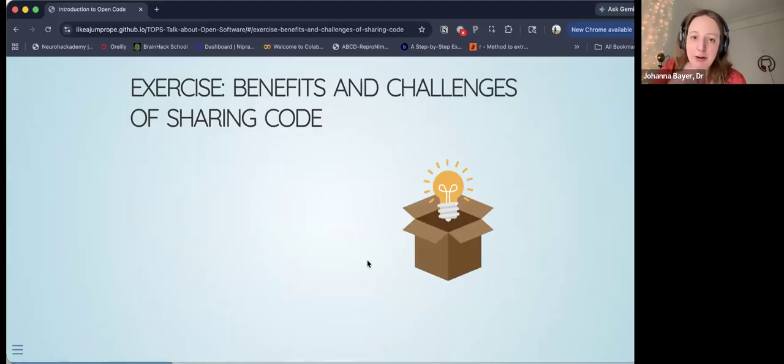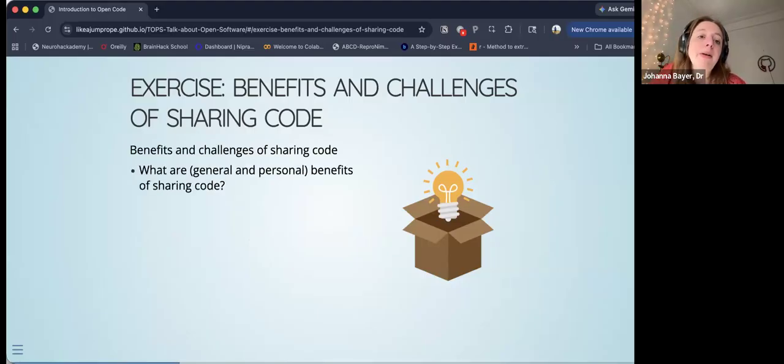So now we come to our first little exercise. This presentation tries to encourage you to share your code if you've written code. But I would like you to come together. I don't know whether we have enough people for a breakout room, but to think about benefits and challenges of sharing code. So what are general and personal benefits of sharing code?